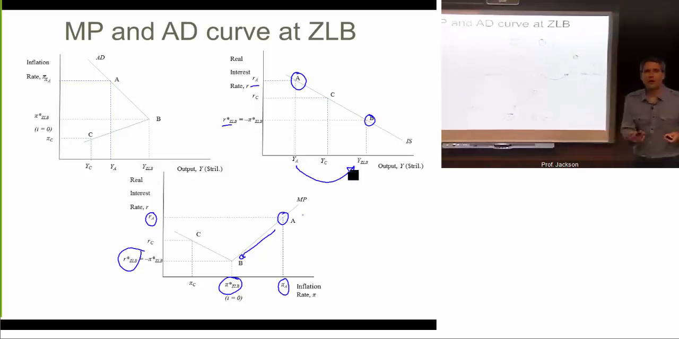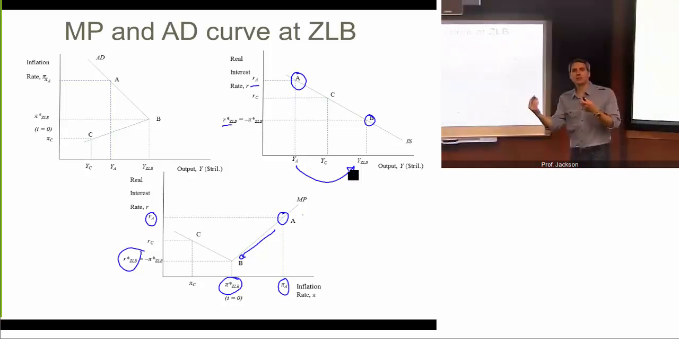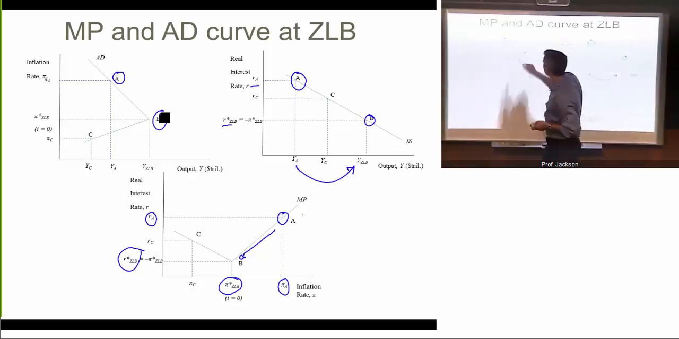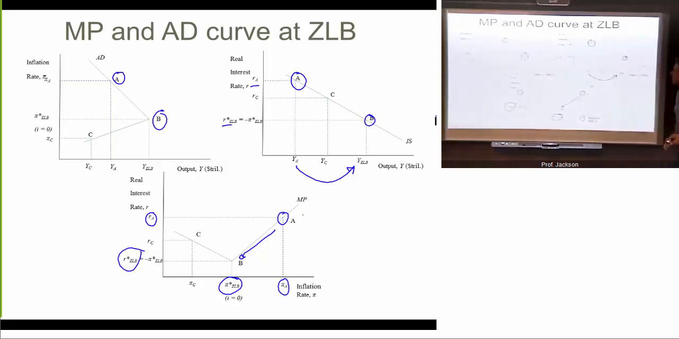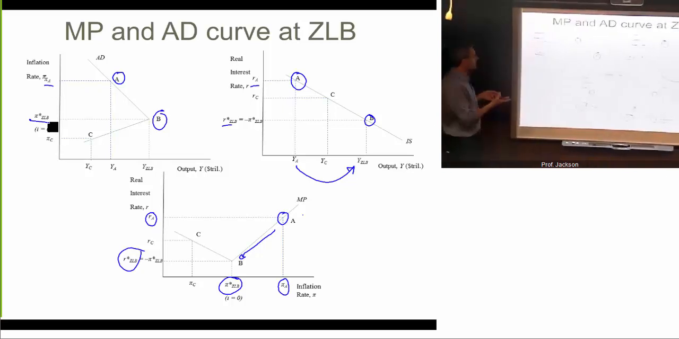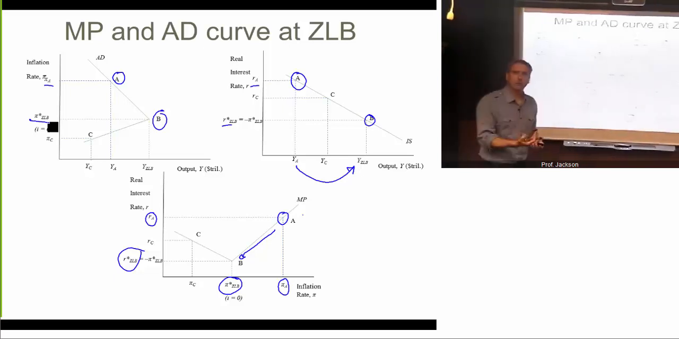When inflation falls, the real interest rate goes down, planned spending goes up, and output goes up. And so that's the standard story that we've seen in previous chapters. We move from point A to point B, inflation falls from pi A to pi star ZLB, okay? But then the trouble starts when we get from point B and inflation falls further. Keep in mind, we've hit that zero lower bound.